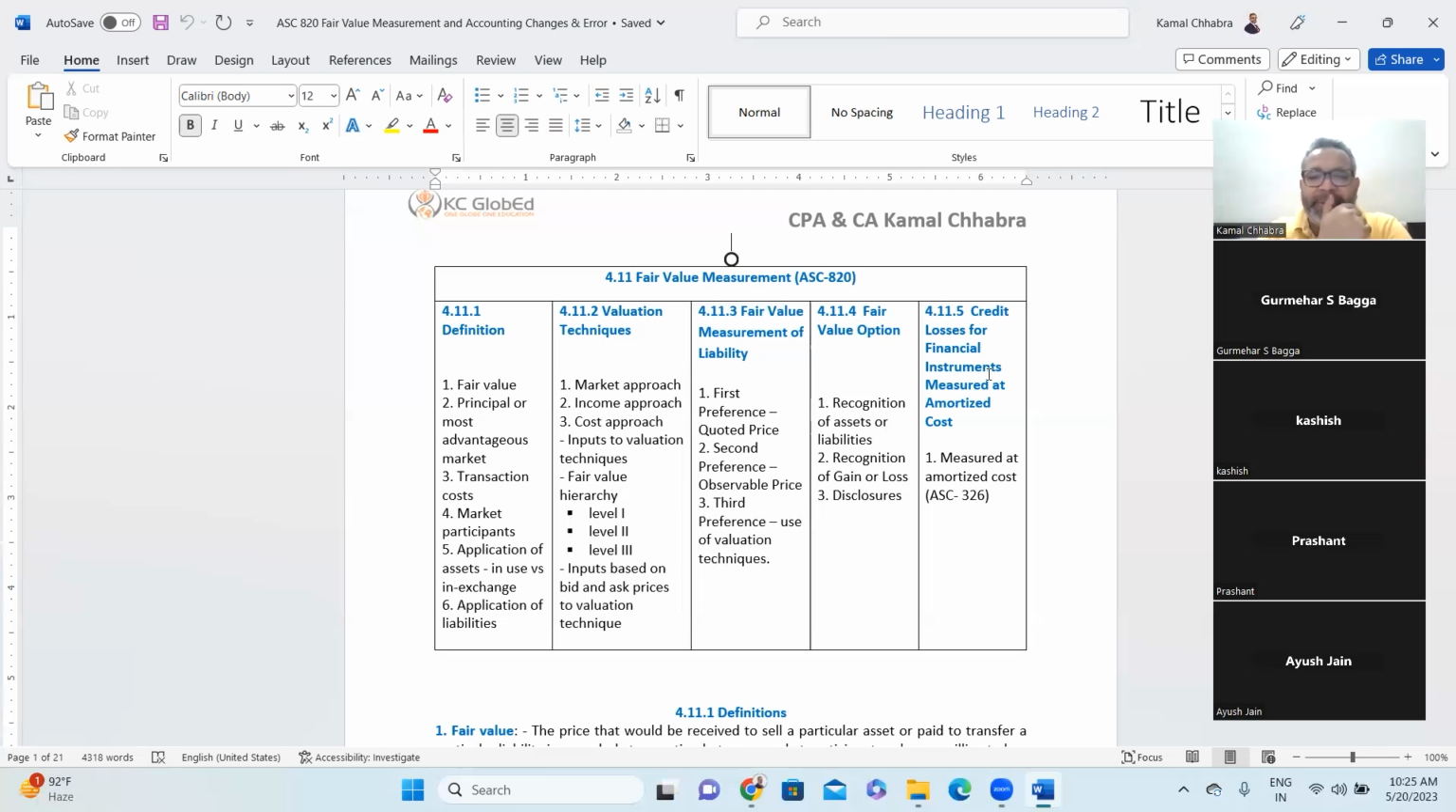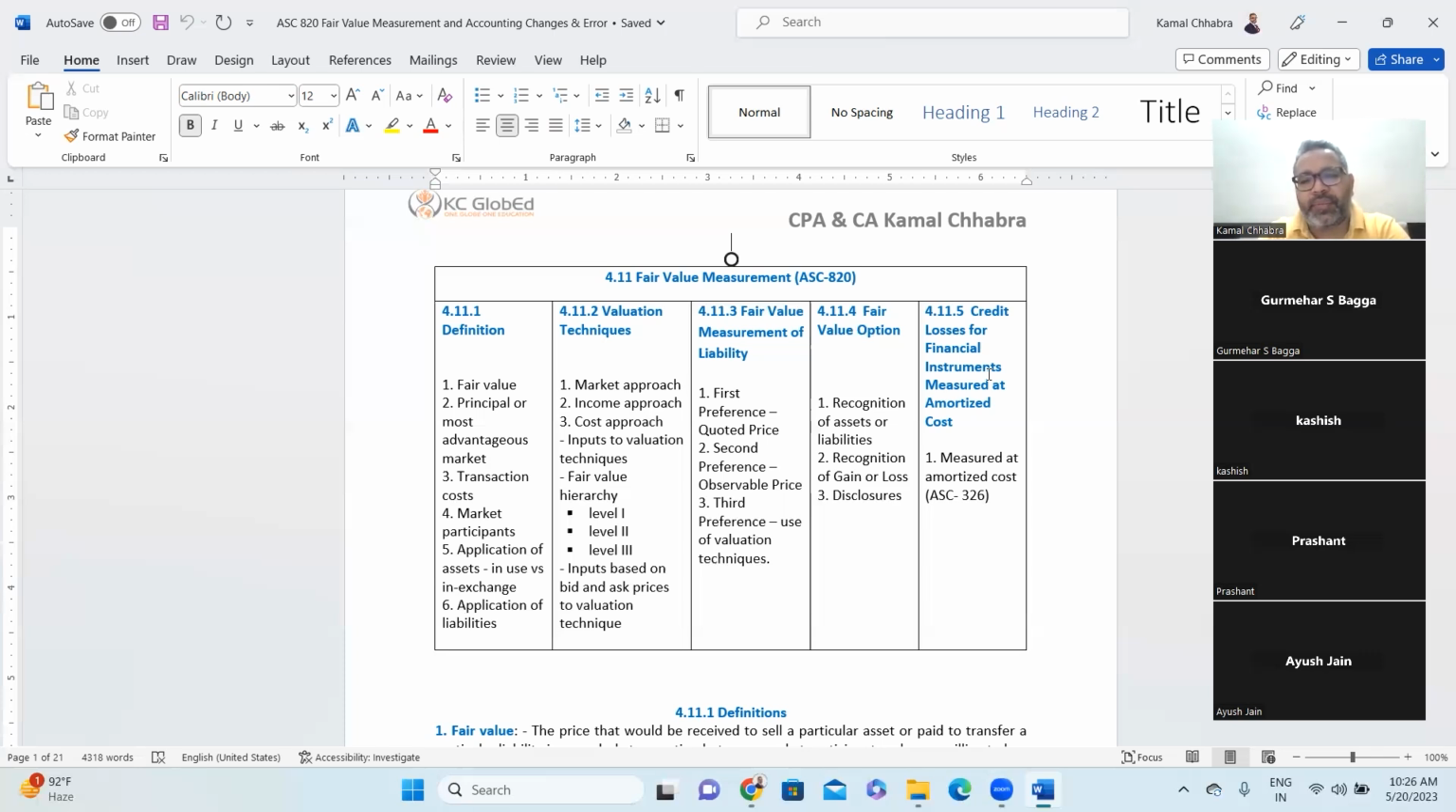So there are 3 types of valuation approach: market approach, income approach, and cost approach. And in that we'll be using different inputs for the valuation and different hierarchy system, and lastly about bid and ask price for the valuation technique. So we'll be understanding those individual items in detail in collaboration with the overall approach for the valuation technique.